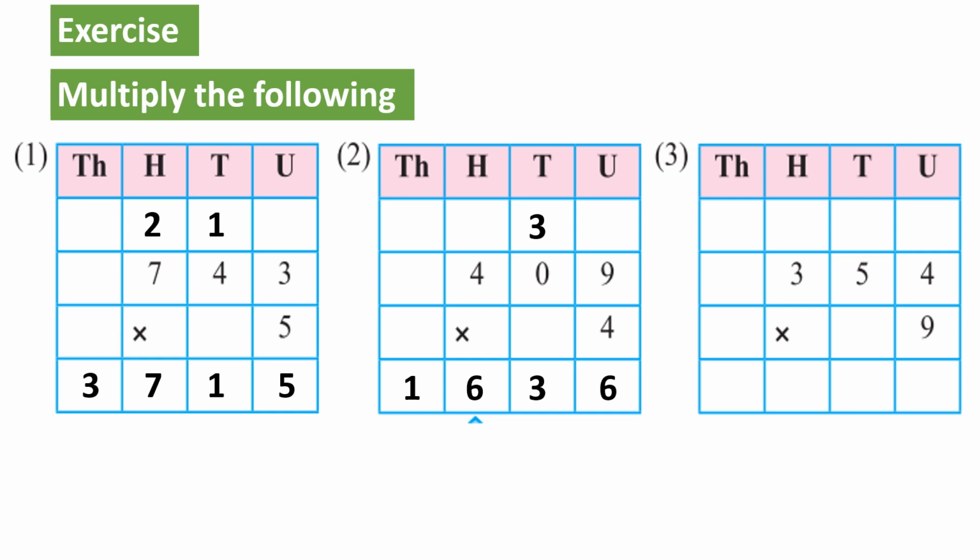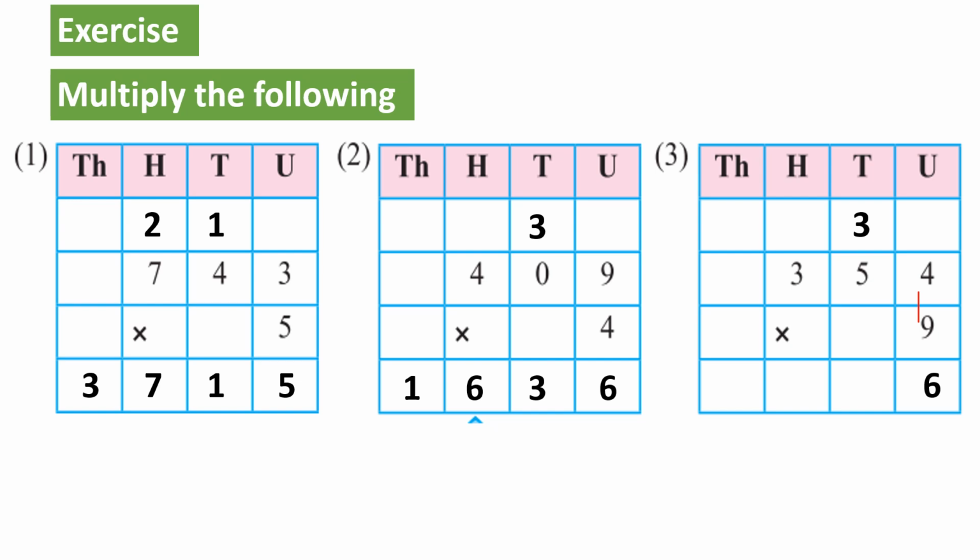Last question is 354 multiply 9. 9 4s are 36. So put 6 here and carry 3 over the 10.